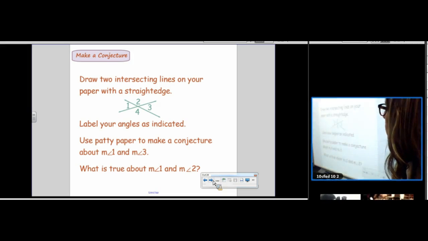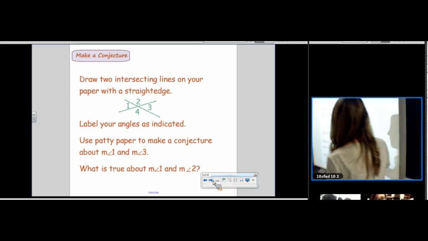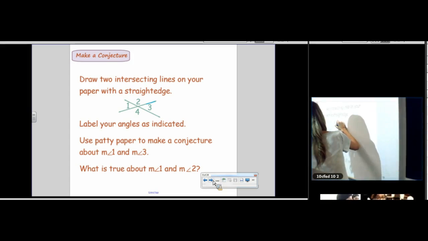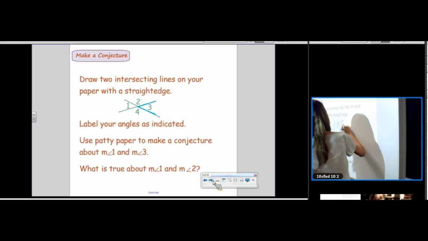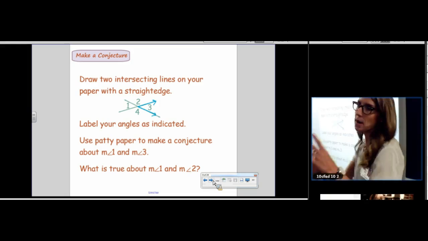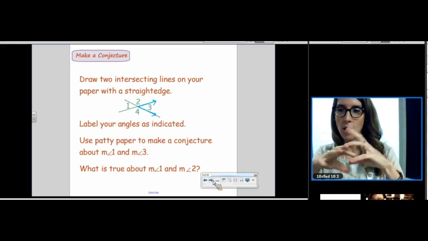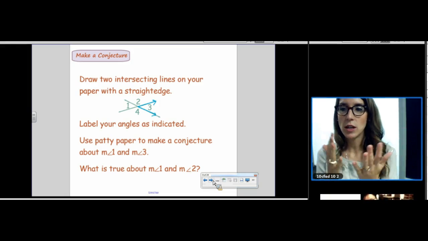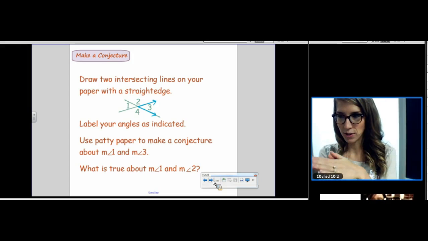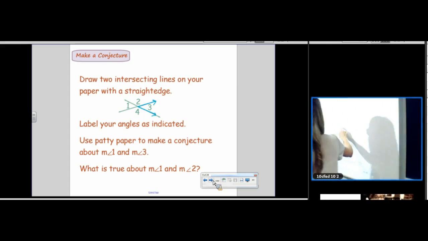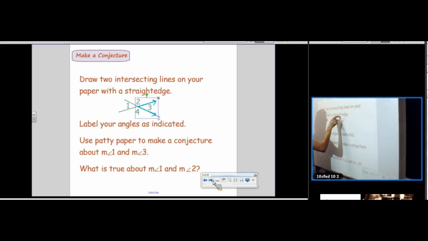We want to find out what's true about vertical angles. So if you did have patty paper, I would have you trace one of the angles onto your patty paper, and then I would have you rotate that patty paper around and see what conjecture you can make about the measure of angle 1 and the measure of angle 3. And this is not a coincidence. This happens every time.